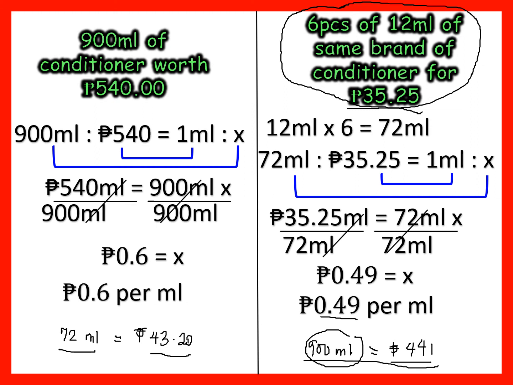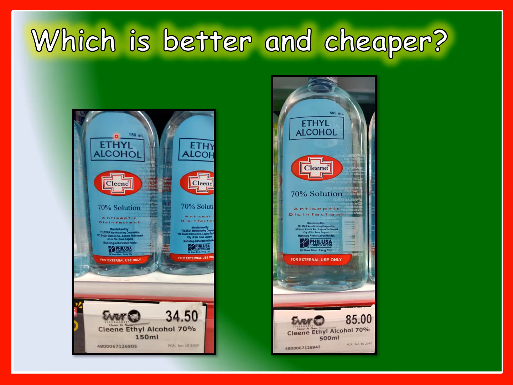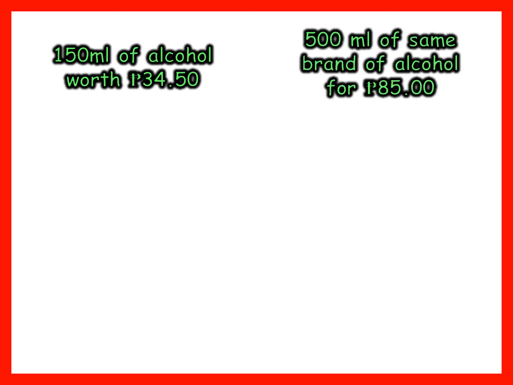Okay, for the last example, which is better and cheaper: a 150 ml of alcohol worth 34 pesos and 50 centavos, or a 500 ml of the same brand of alcohol for 85 pesos?